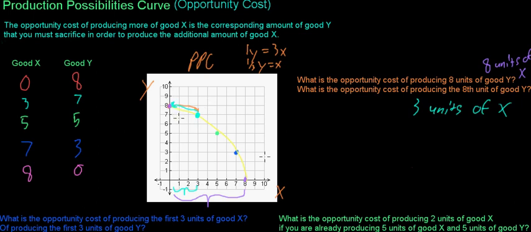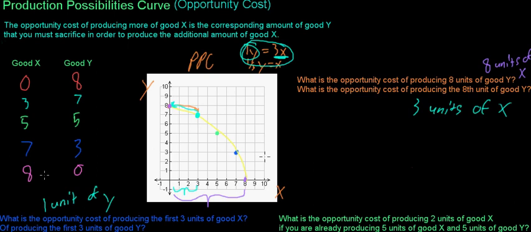Okay, now let's do these blue questions. What is the opportunity cost of producing the first 3 units of good X? Well, that's what we did right at the very beginning. That's what we were doing right over here. So to produce the first 3 units of good X, we have to give up 1 unit of Y. So to answer this top question, that's 1 unit of Y.